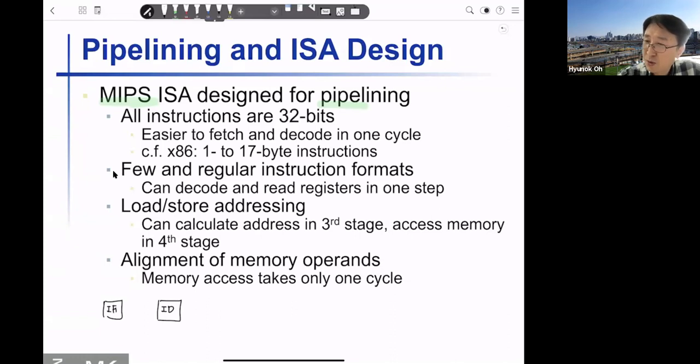And also each instruction should be equivalent, right? If some instructions take a much longer time and another one takes a short time, then it's not easy to apply pipelining. So every instruction looks equivalent. All instructions are 32-bit. The sizes are equal, and the tasks are very similar. One instruction doesn't do much work. So everything is 32-bit. That means fetch is easy because every cycle we just need to read 32 bits. And decode is also easy because the format is very regular.